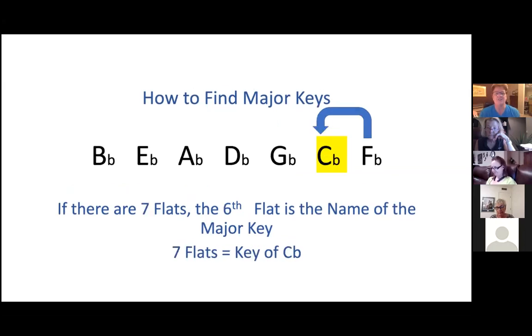When you get all 7 flats, that's how many there are, 7. The 6th flat will tell you the name of the key, and that is C flat. And boy, you just don't really want to ever have to sing or play in that key. Boy, there's just so many flats.